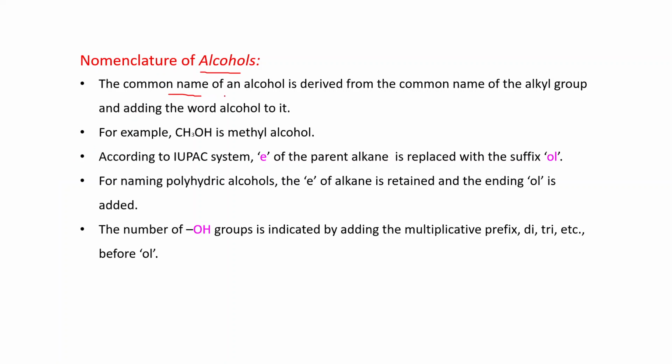The common name of an alcohol is derived from the common name of the alkyl group by adding the word alcohol to it. For example, CH3OH. This is the alkyl group, methyl. That's why its name is methyl alcohol. According to the IUPAC system, the E of the parent alkane is replaced by the suffix OL. That's why in general we can write alkanol.